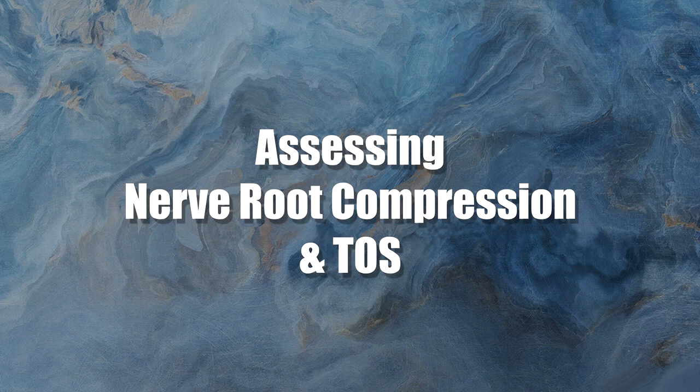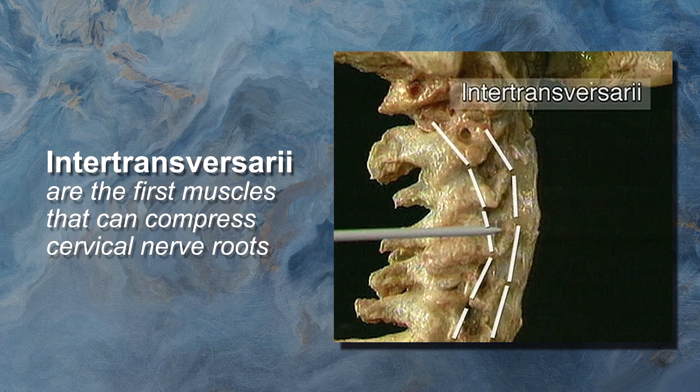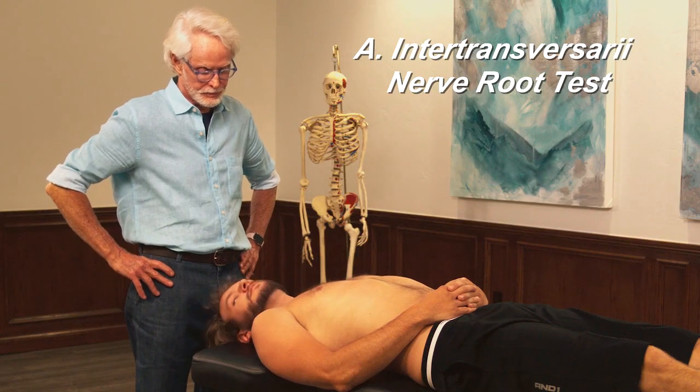Assessing nerve root compression and thoracic outlet syndrome. We'll begin with one that's not too common. It's the intertransversarii muscles, shown in white here, as they run along either side of the bifurcated transverse processes. They're the first muscles that have the ability to compress the cervical nerve roots. So we're going to develop an assessment here.